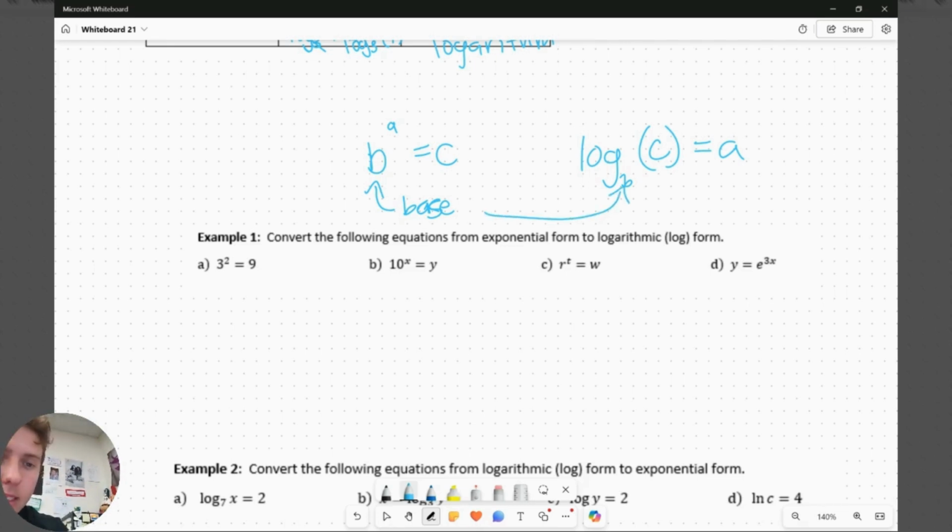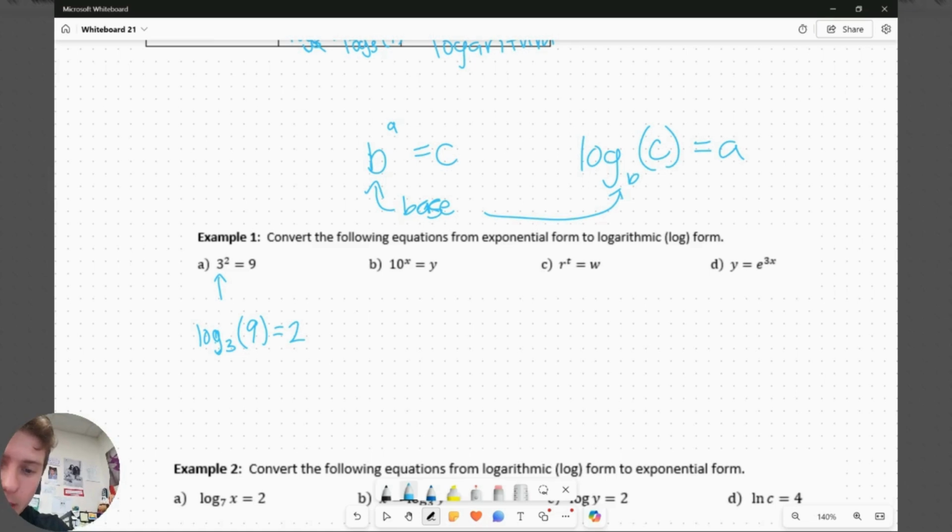Let's look at converting these. Notice again the bases are the same. They both are b. So converting these then, I'm going to look at the base. In this case, I have a base of 3. That means the base of my log is also 3. The squared and the 9, those two parts then, we know that they flip sides. So log base 3 of 9 would be equal to 2.